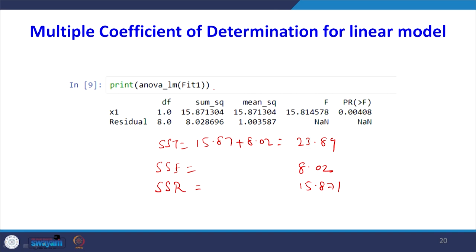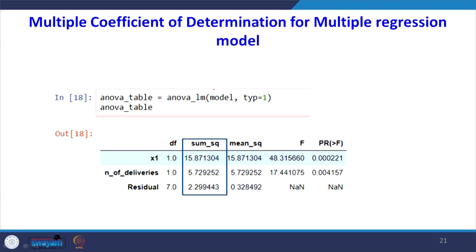In the next slides, we bring another ANOVA table for two independent variables. For that purpose, ANOVA underscore table equals ANOVA LM model 1, type 1 ANOVA table. Now, you see that the SST is the same, around 22 or so. But look at SSE: it is 2.29, so the error has decreased. SSR is these two, 15.87 plus 5, approximately 20 point something.